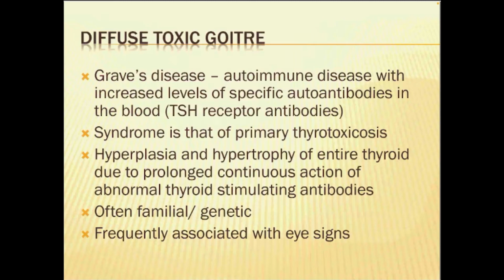So, what is hyperplasia? Hyperplasia means an increase in cell number, while hypertrophy is an increase in the size of the cell. Here, because of this excessive stimulation, both the thyroid cells, the follicular and parafollicular cells located in the thyroid gland, increase in size and also in number. And this Graves' disease can be a familial or genetic condition. Of course, because of the increased T3 and T4, it can manifest as hyperthyroidism. This hyperthyroidism can present with some eye signs.